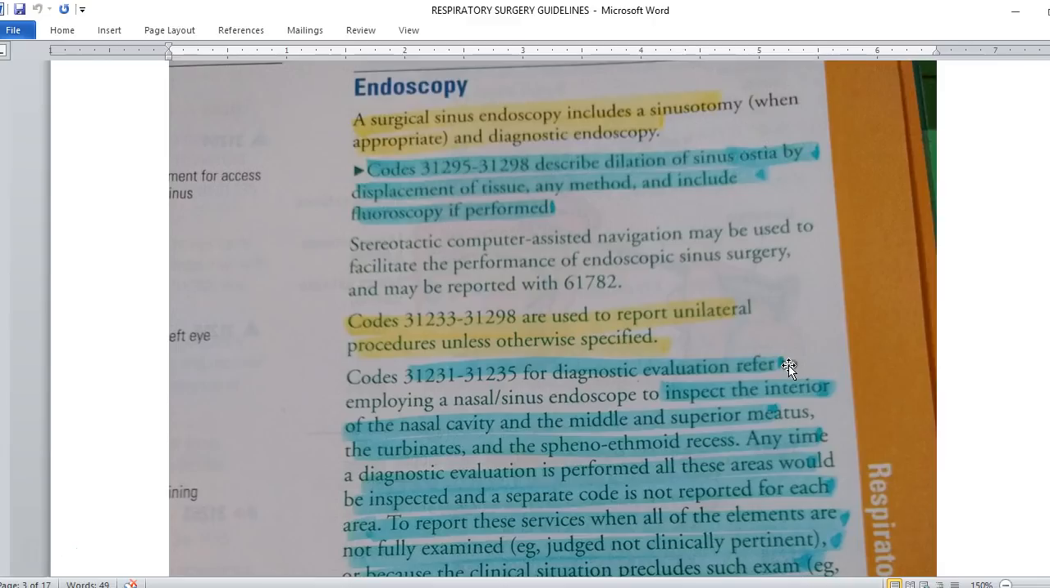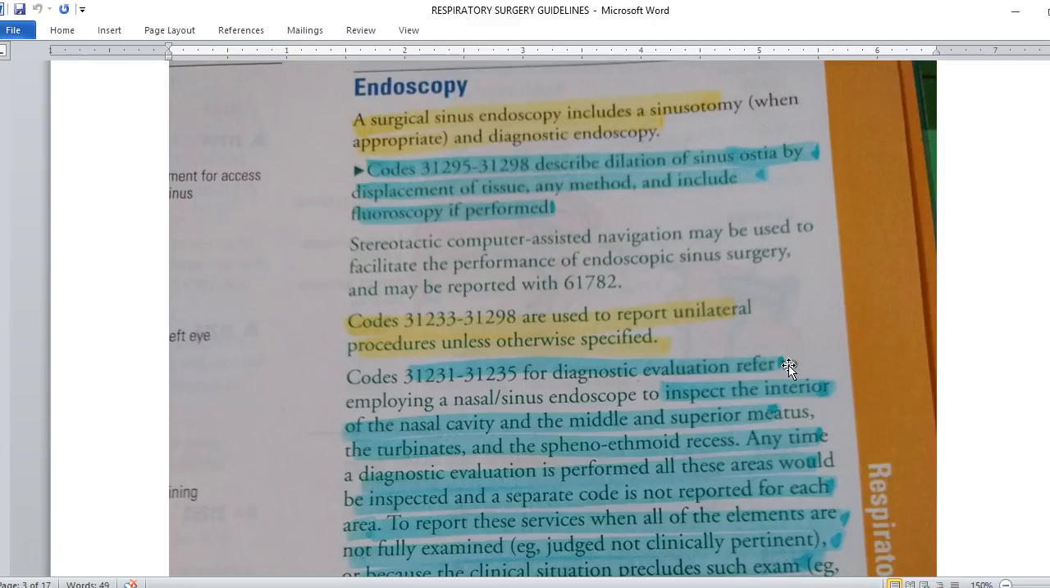So it first tells us a surgical endoscopy always includes sinusotomy when appropriate and a diagnostic endoscopy. So I said this in the last one, I will continue saying this. All surgical scopes include a diagnostic scope. However, in this case, it doesn't just include a diagnostic scope, it also includes an incision into the sinus cavity. So be careful, always know what's included in your codes before you code them.